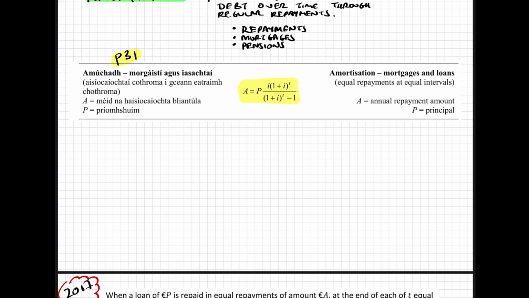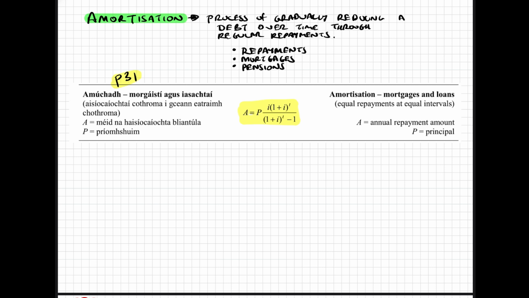So you can find it on page 31 of your formula booklet. It's this bad boy here. And the A stands for the annual repayment amount, or it could be monthly or it could be weekly, depending on what the question tells you about the compound interest. And P is the principal, the initial amount that you had in there.